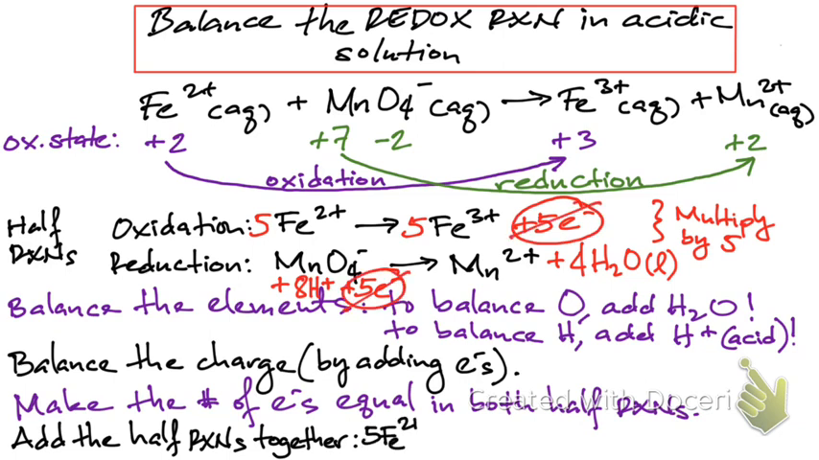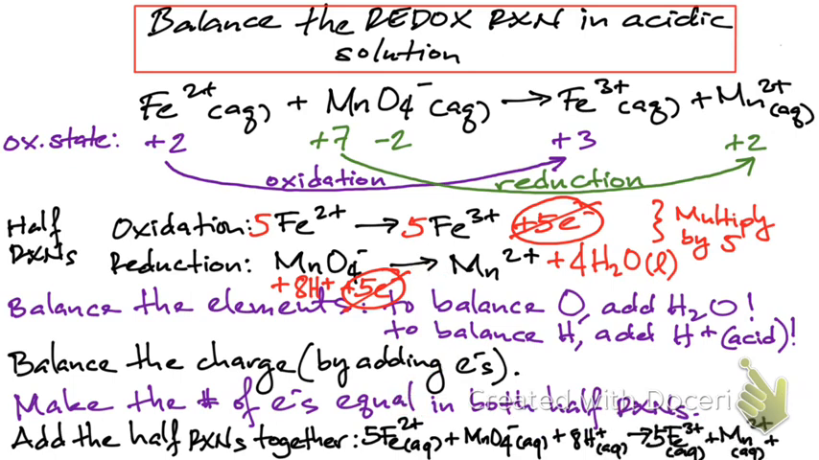So these 5 electrons right here will cancel each other out, and then you get the rest right here. So we have 5 iron plus permanganate ion plus the hydrogen ions equals 5 iron ions plus manganese ion and the 4 water molecules.